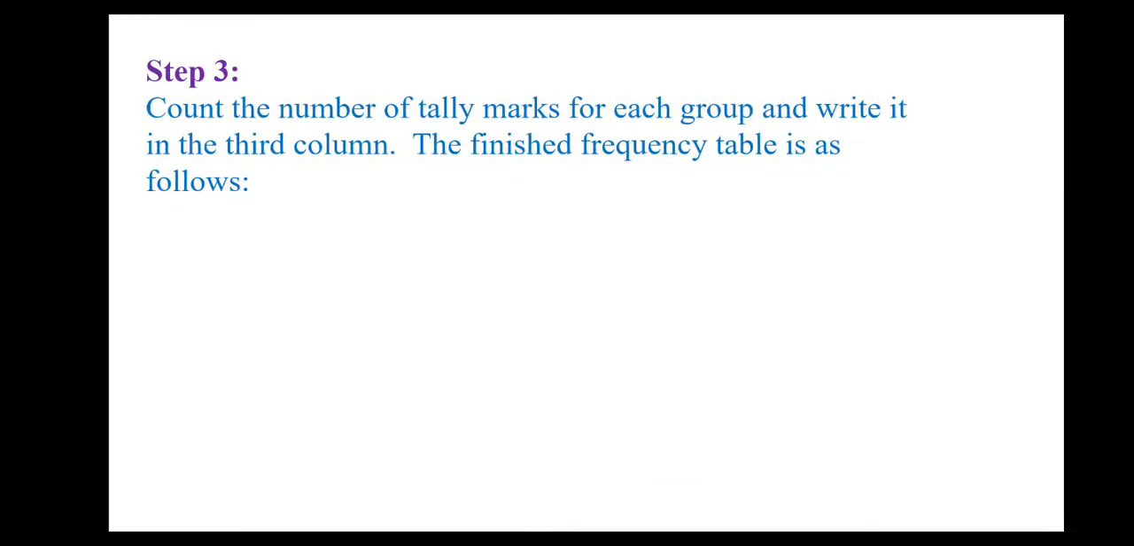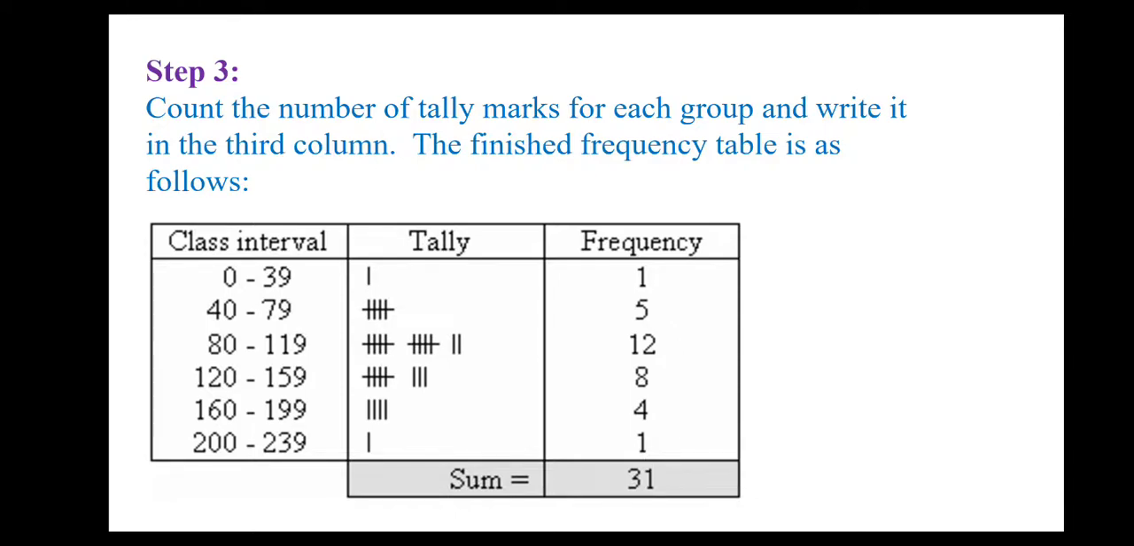Step 3: Count the number of tallies for each group. In the second column, for each row count how many vertical lines or groups are made, then put that in the frequency column. Look at that, 0 to 39, only one value, so 1 goes in the frequency column. 42 to 79, there are 5 values. 82 to 119, there are 12 values. 122 to 159, 8 values. 162 to 199, 4 values. 200 to 239, 1 value. So totally 31 values are given in the data. Like that we need to make it.